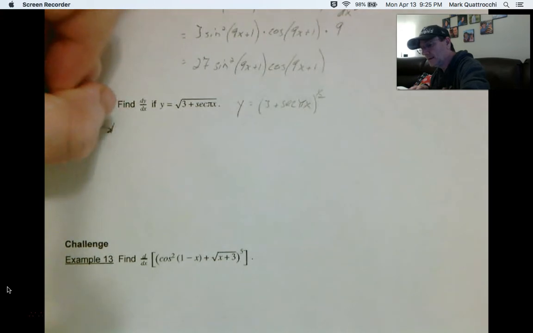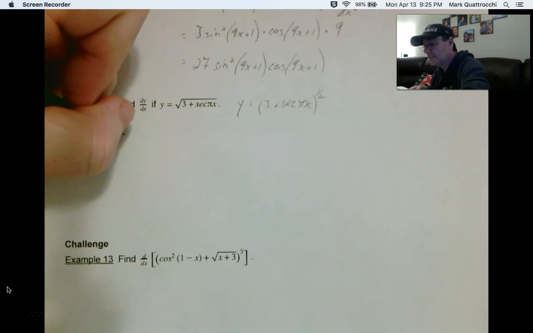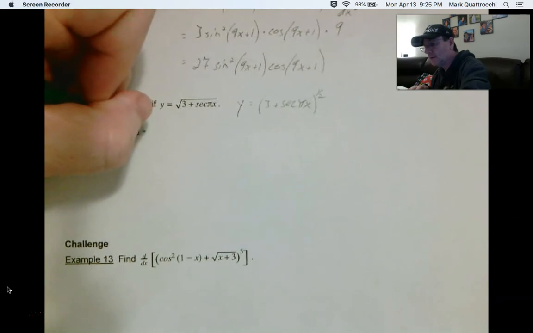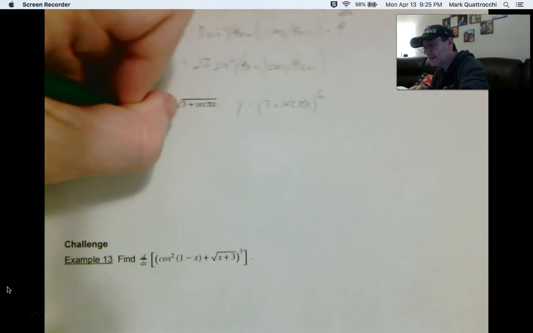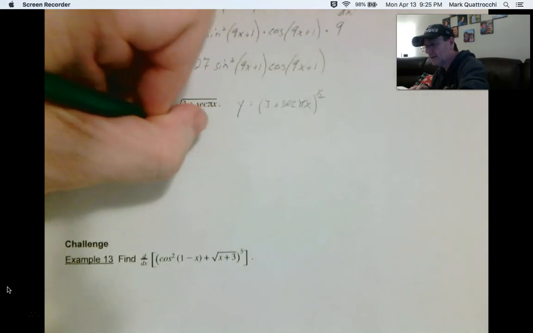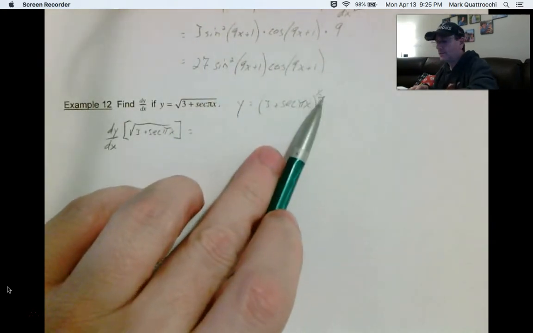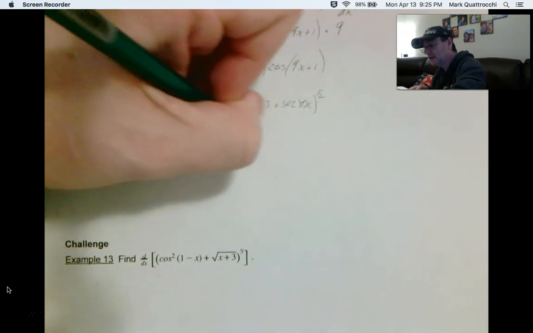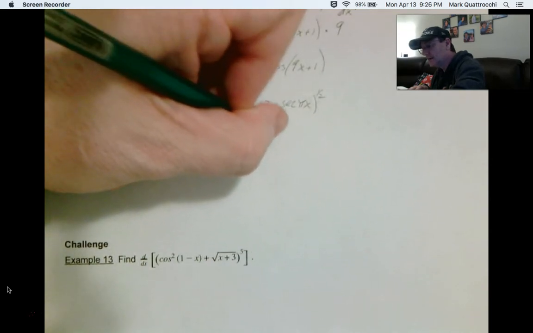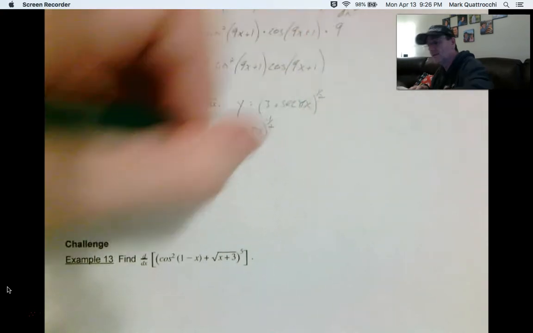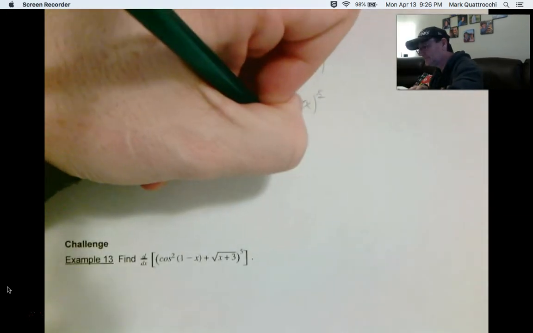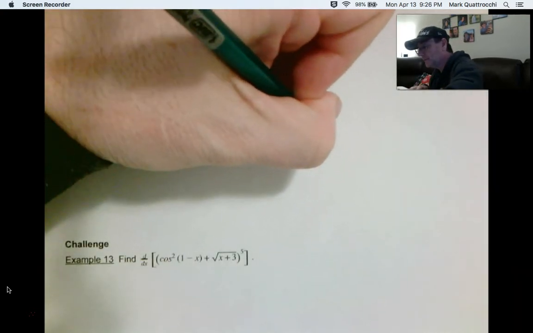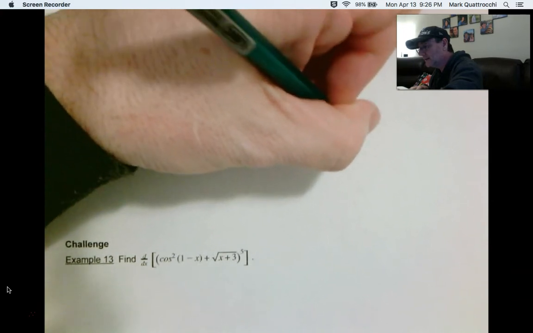dy dx of, I'll leave it written with the square root, even though we're going to use the 1/2 power, 3 plus secant pi x, equals power rule, 1/2 times the inside function unchanged, untouched, 3 plus secant pi x, subtract 1 from the power, times d dx of the inner function, 3 plus secant pi x.